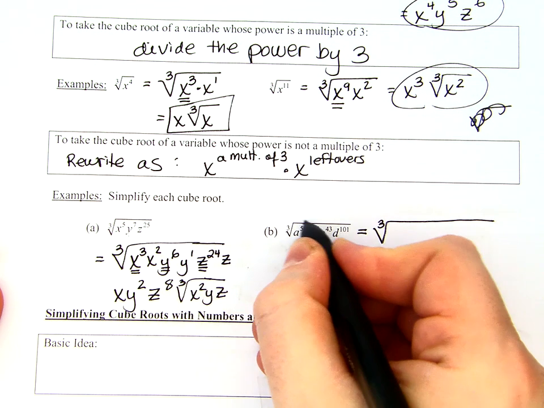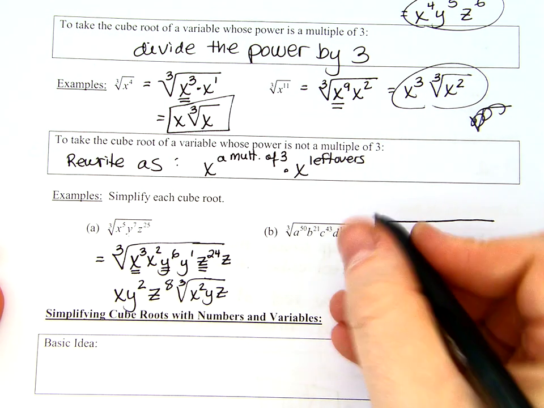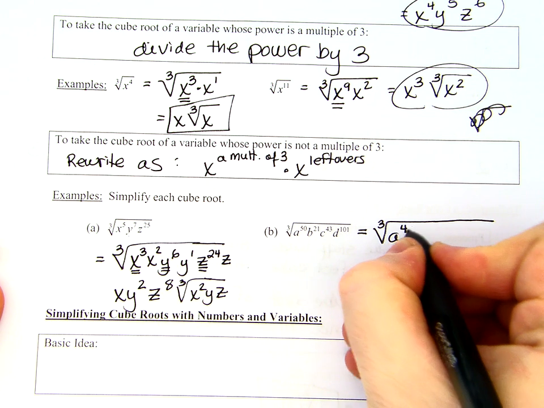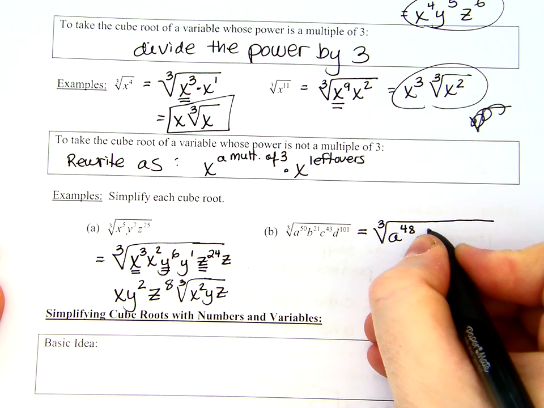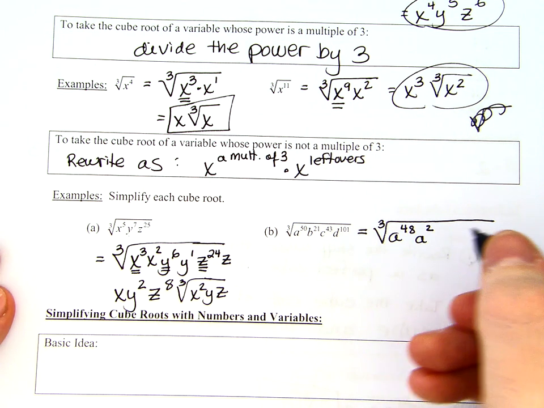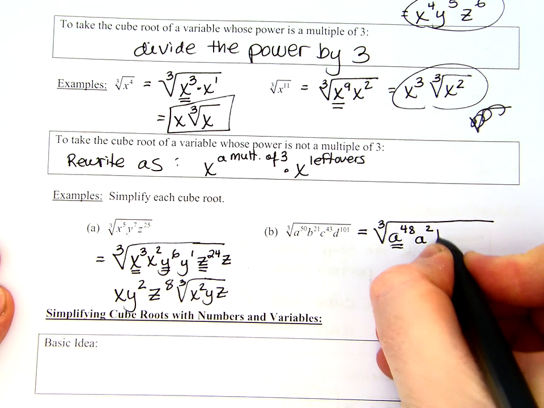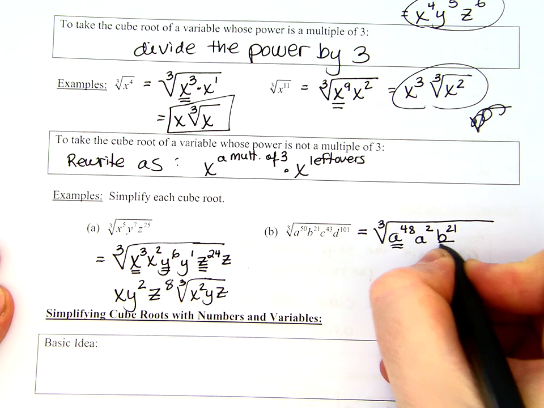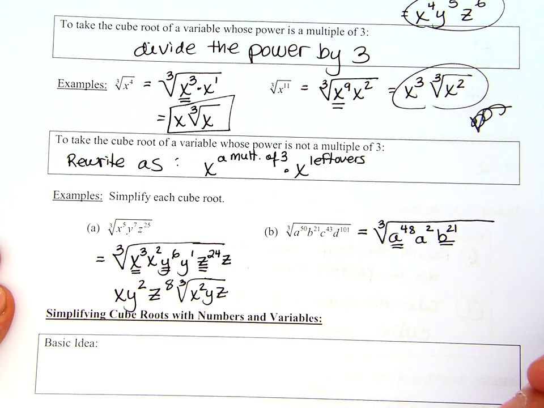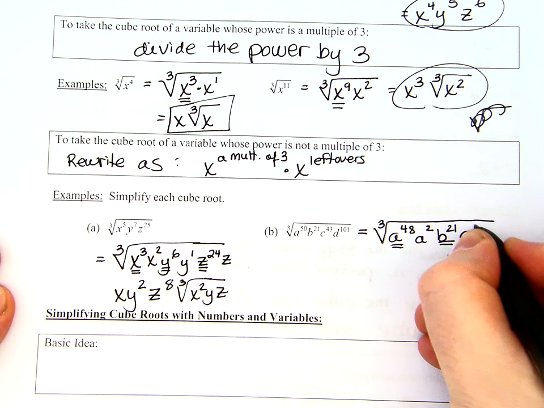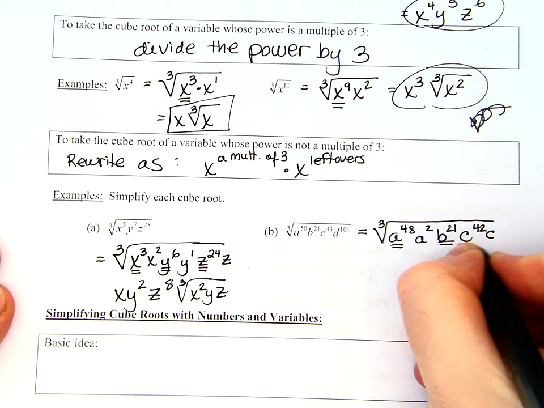Daniel, what did you do to a to the 50th? A to the 48th times a squared. Abby, how about b to the 21st? It's already good, so we're just going to leave that. I'm just going to rewrite it for right now. Since you didn't do any work there, how about telling me about the c's? C to the 42nd, c, good.